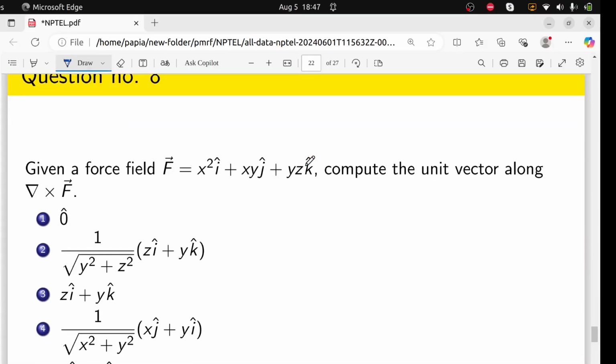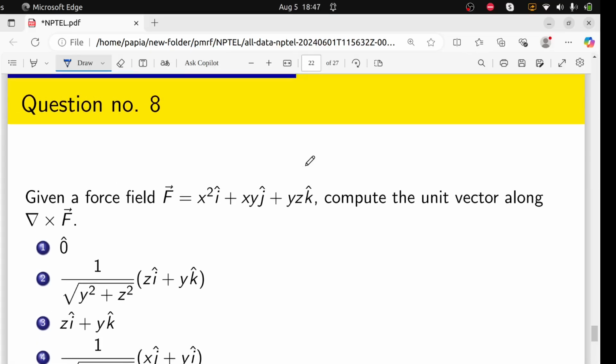Now coming to here. This is a very simple question. The question number 8: given a force field, a vector is given, x²y i cap plus xy j cap plus yz k cap. Okay? Compute the unit vector along curl of F.